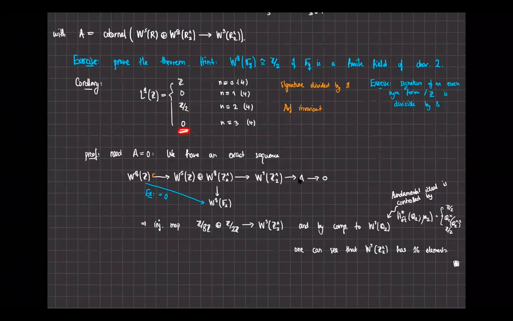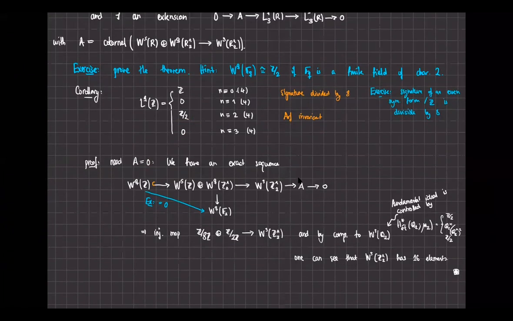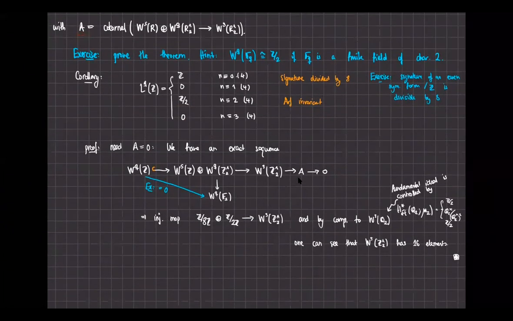And now to show that it's 0 in degree 3, what we have to show is that this group A that we have here, this cokernel, is 0. And for this cokernel, we just write down that we have an exact sequence mapping the quadratic Witt group of Z to the symmetric one plus the quadratic one of the 2-completion.